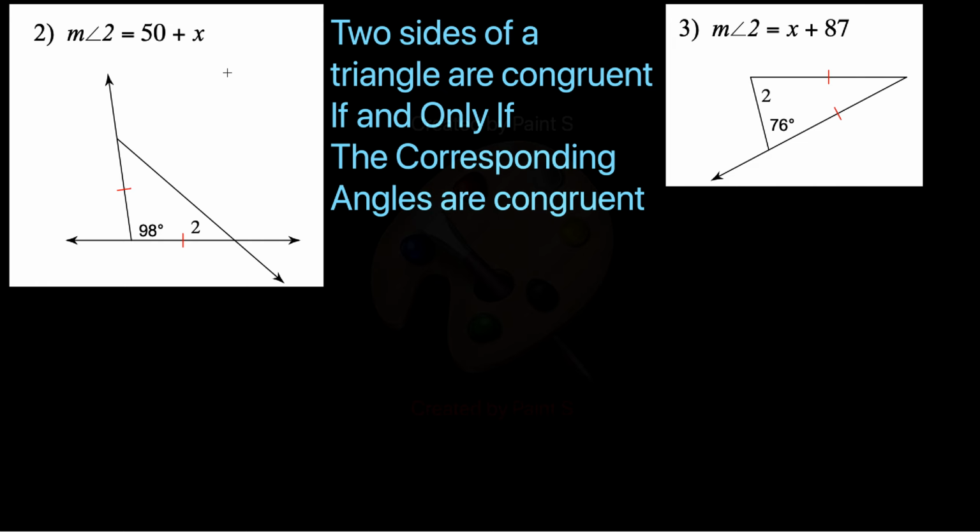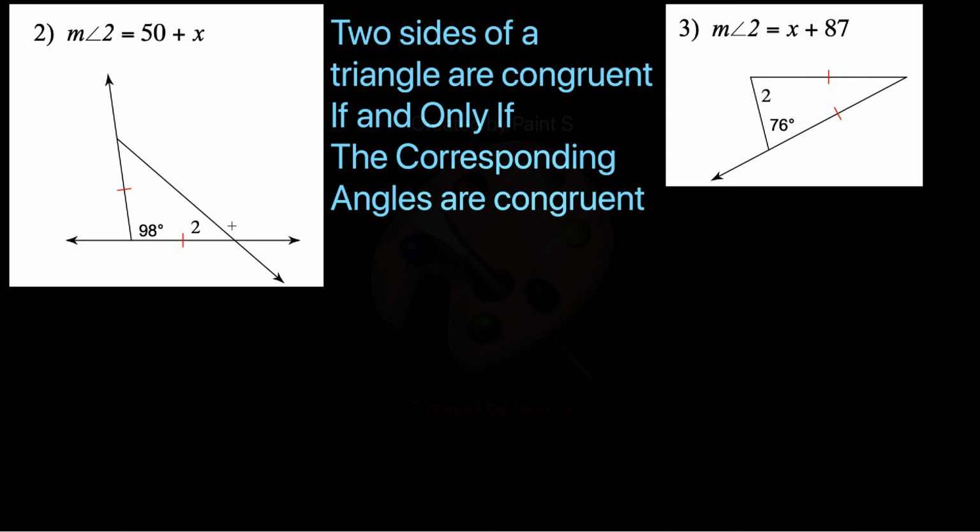I have here two examples, and what we really want to be able to do is use the isosceles triangle theorem. So I just wrote it here, and let's understand how we're going to use this. Basically, it says that if two sides of a triangle are congruent, then the corresponding angles are congruent. Now, how does that apply for solving for x? So our task in this is to solve for x.